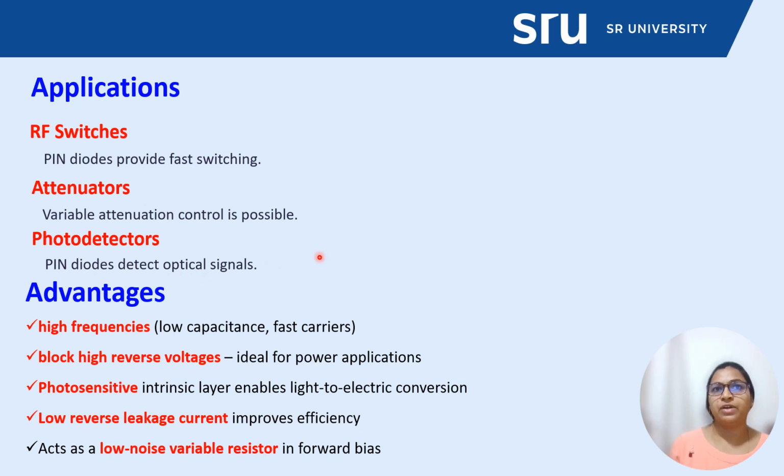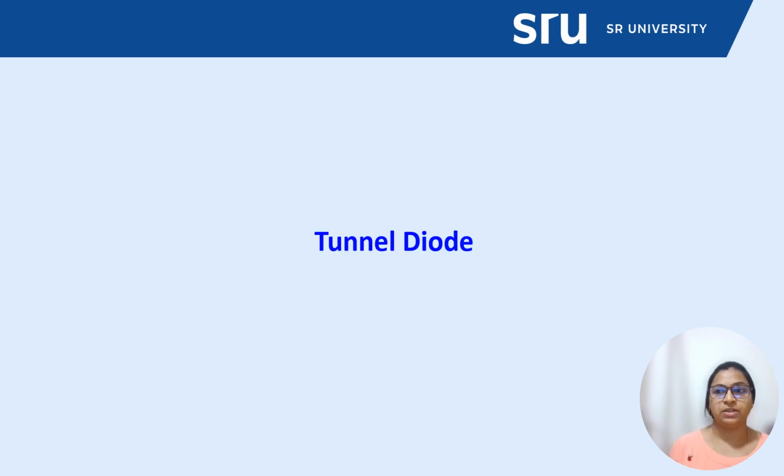Its reverse breakdown voltage is very minimal, which enhances efficiency, and it serves as a variable resistor in forward bias with very low noise output. So these are the very useful features of this diode. In the next part of the lecture, we'll move on to the tunnel diode.